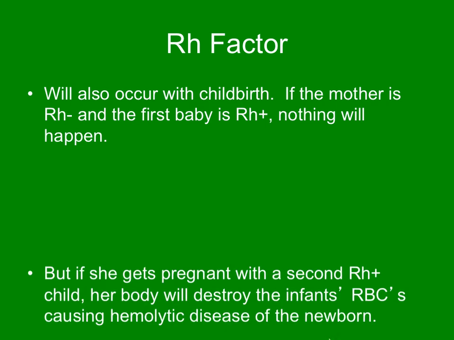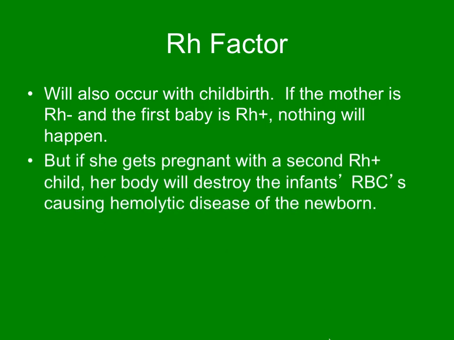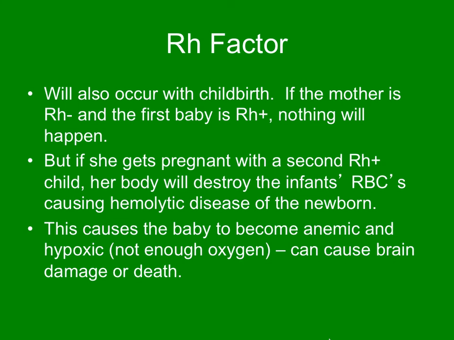So if she gets pregnant with a second Rh positive child, the antibodies actually go across the placenta and start to destroy the infant's red blood cells. They start lysing them. This causes a condition known as hemolytic disease of the newborn. Basically, the red blood cells of the infant can get destroyed in such a way that it not only can cause things like anemia, which we discussed earlier, but it can also create a condition called hypoxia, where the brain is actually denied oxygen. This can lead to brain damage or potentially even death, depending on the aggressiveness of those antibodies.